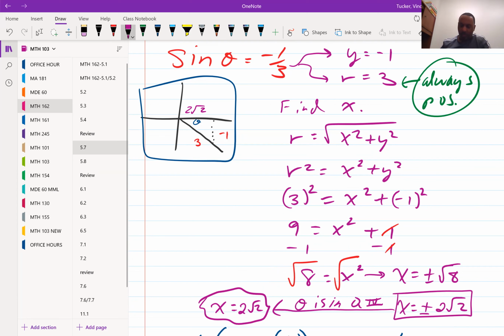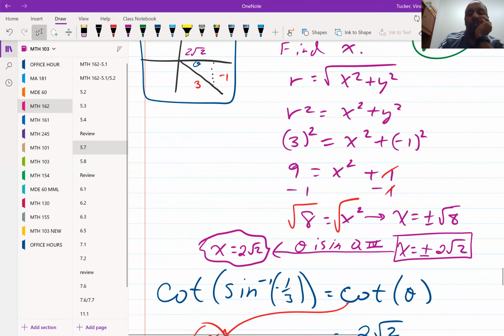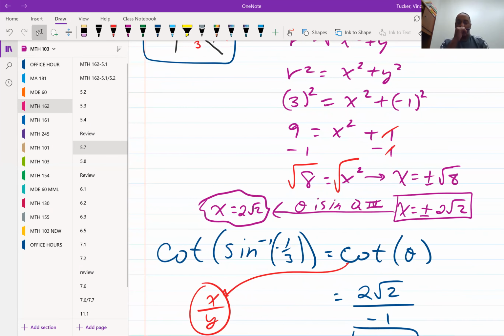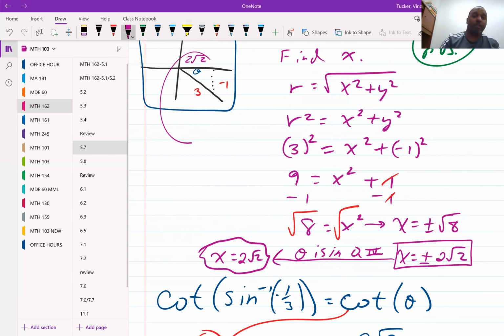Any questions? Now let's scroll up. All right. So now getting into our last step. Our problem was cotangent of sine inverse of -1/3. So that means you just need to find the cotangent of theta according to our diagram that we just were able to fill out.